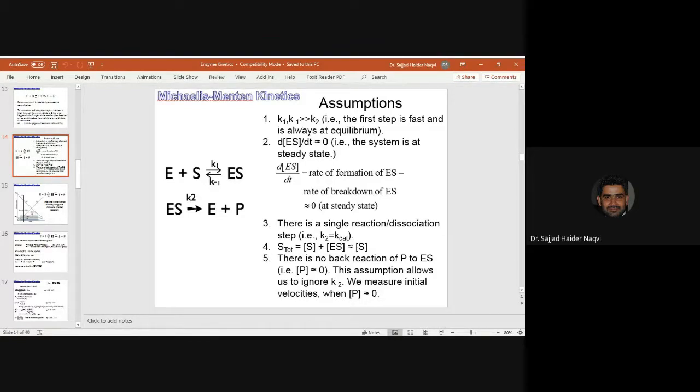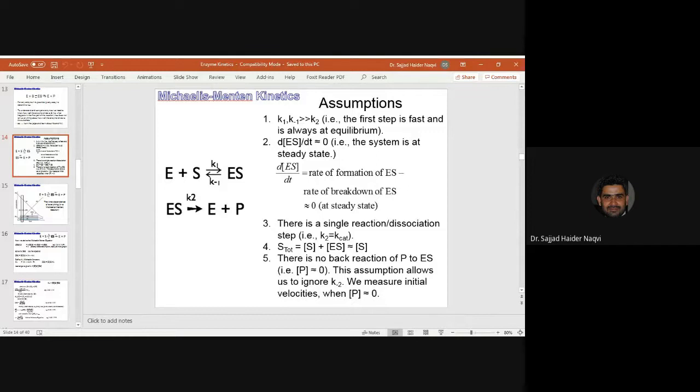The third assumption was that there is a single reaction or dissociation step, which is in fact conversion of enzyme substrate complex to enzyme and product. And for that step, the constant is K2, which is being referred to as Kcat as well.